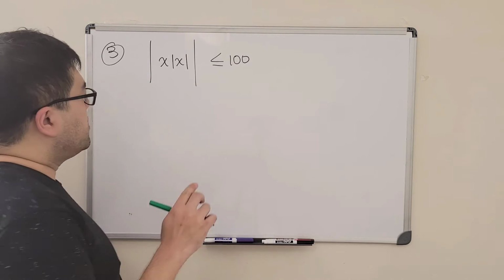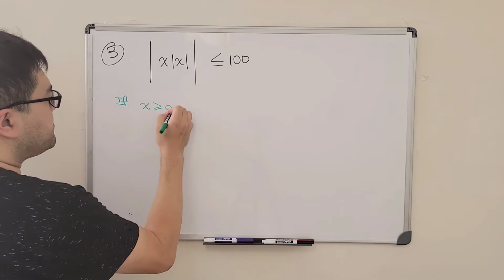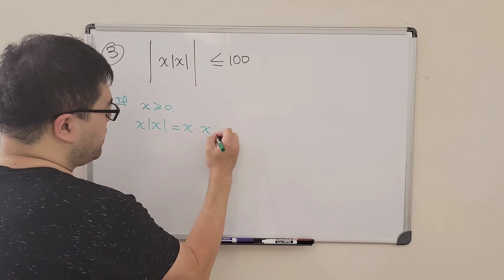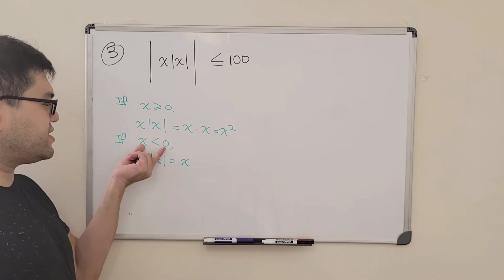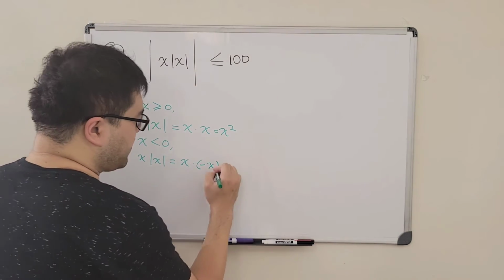First, we can consider two cases. If x is greater than 0, then of course we see that x times absolute value of x is equal to x times x itself, which is x squared. Now, what if x is less than 0? Then x times absolute value of x is equal to x times, well, since x is less than 0, absolute value of x is going to be negative of x itself. So we get x times negative of x, which is negative x squared.